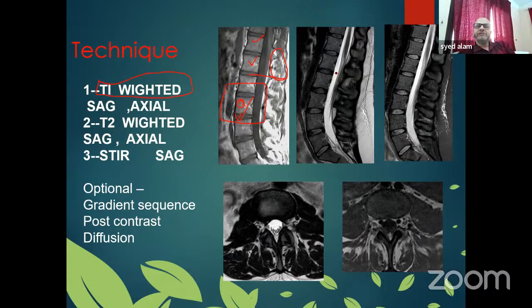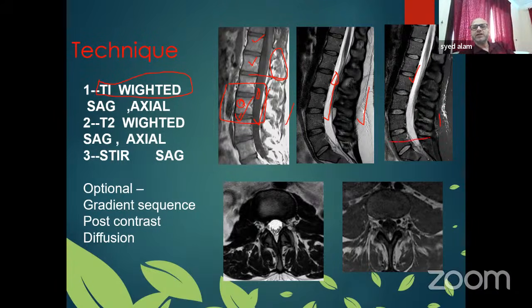T2 weighted, we identify by the CSF. CSF is bright on T2 and dark on T1. On STIR sequence, everything is dark except fluid or edema. Fat is bright and fluid is bright on T2. On T1, fat is bright and fluid is dark. STIR suppresses everything and is very nice as a fat-sat image, the best to detect any pathology. In STIR, the vertebral body is dark and fat is dark, only CSF is bright, and any other pathology will be bright.